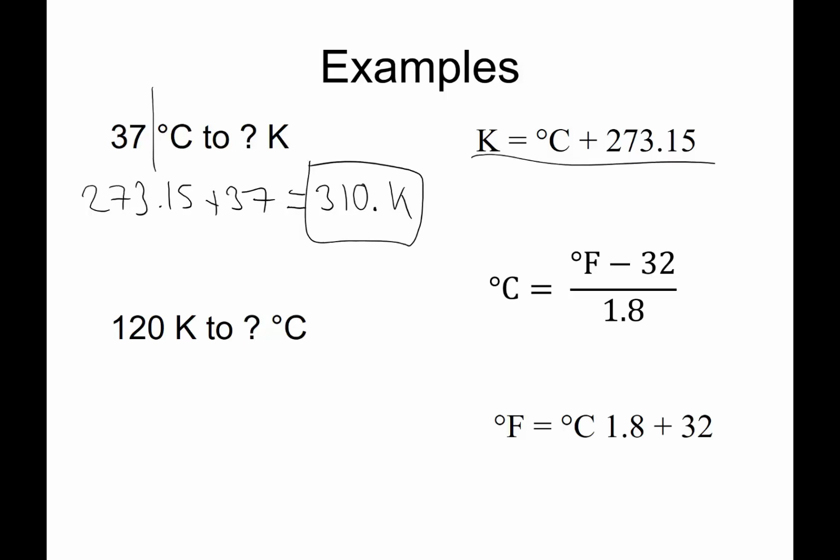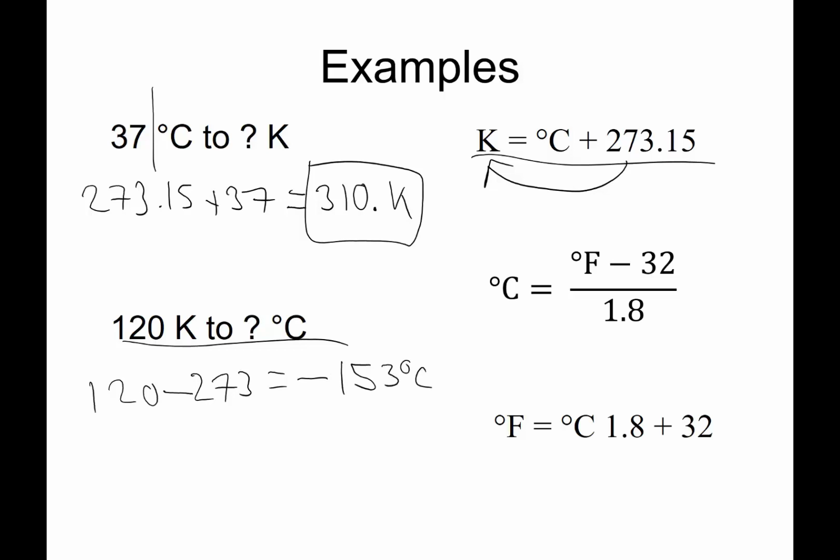So this is the formula that you use. If you're going from Kelvin to Celsius, you just rearrange this, right? You subtract 273 from Kelvin to get Celsius. So here we're going from Kelvin to Celsius. So it's 120 minus 273, which is equal to negative 153 degrees Celsius.